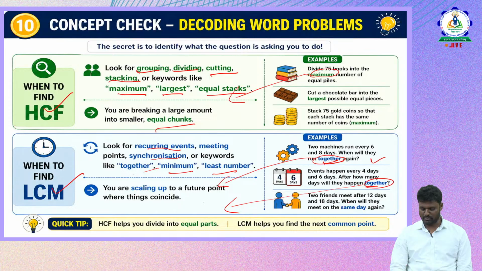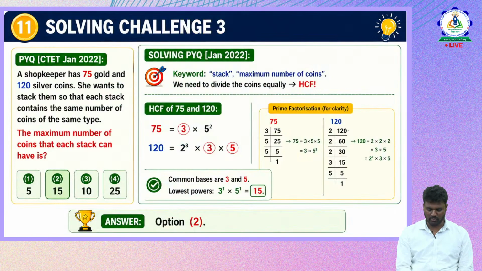Two friends meet after 12 days and 18 days. When will they meet on the same day again? Same day. Okay, so these are the keywords which we need to remember always. In such cases we need to apply the LCM. Now let us go back to the previous question.